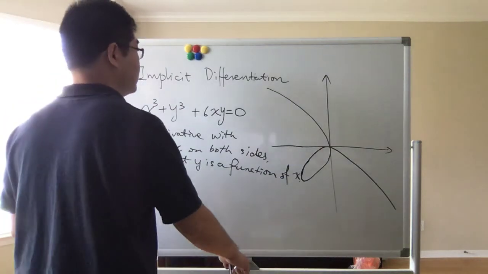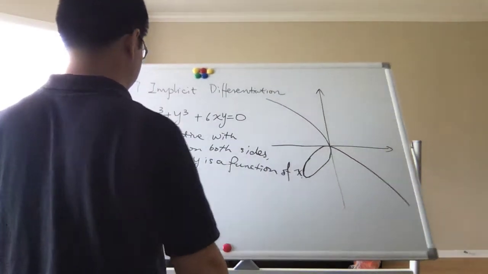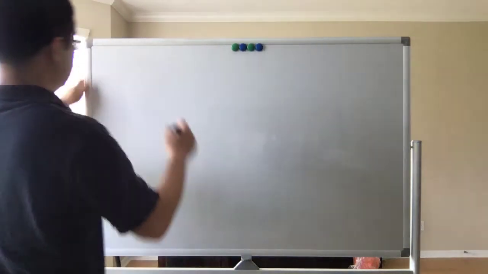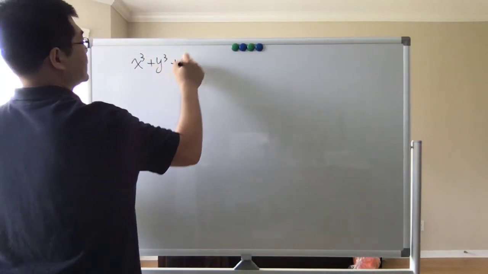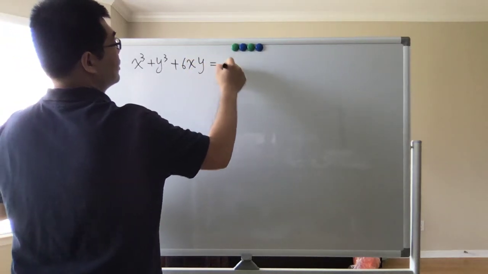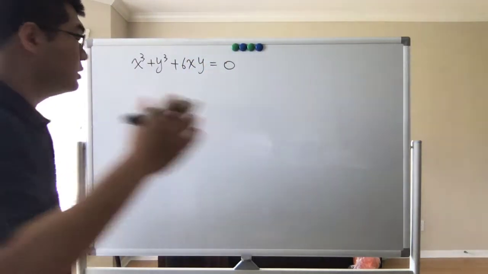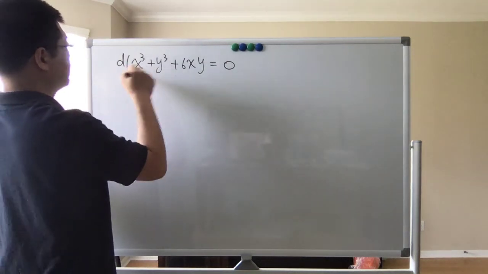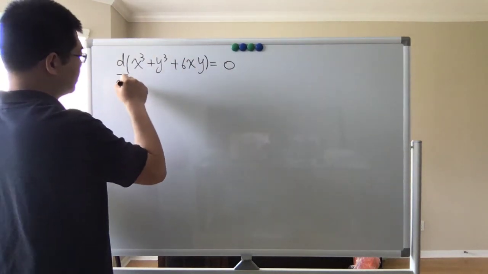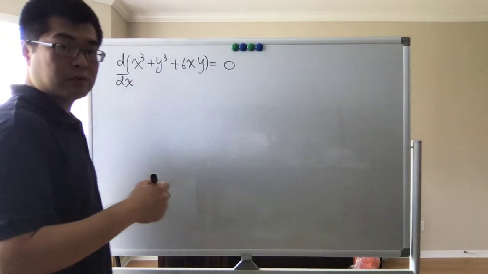Now let me show you with this example, and I think you're going to understand what's going on there, okay? So let's use the other side. Okay, so here we go. We have x cubed plus y cubed plus 6xy equals 0. Okay, so now what I'm going to do is take the derivative with respect to x on both sides.